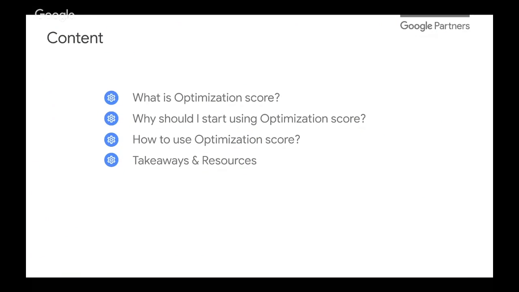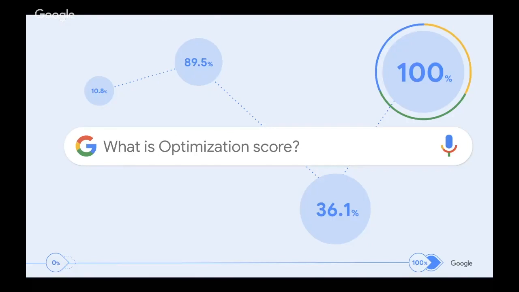Nice to see you. So in terms of what we're going to be talking about today, we're going to go through what Optimisation Score is, why you should start using the score, how you can use the score. So we're going to have an example from an account, and we're going to show you around the interface in a little bit more detail. And then we're going to finish off with 3 key takeaways, as well as some resources you can have a read of after this. So what is Optimisation Score?